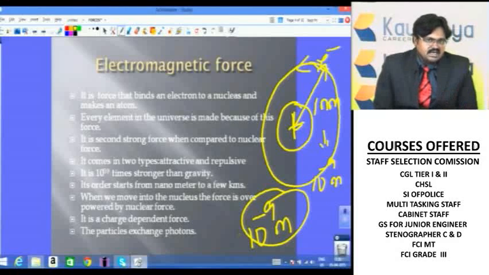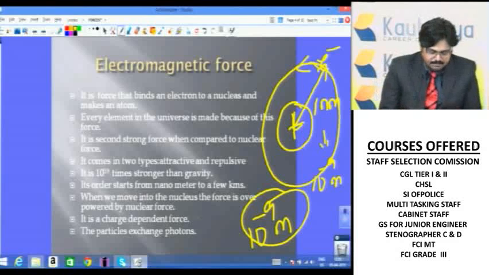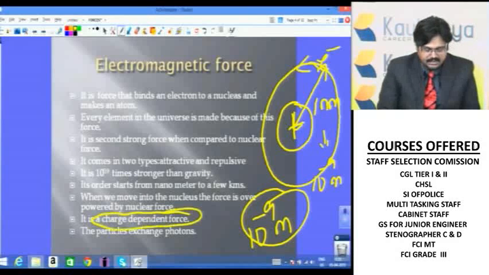Now, it is clear that electromagnetic forces are charge dependent. Depending upon the charge, you have either an attractive force or else a repulsive force. If you have two protons, both are positive, they repel each other. If you have a proton and an electron, one positive and one negative, they attract each other. So they are charge dependent.